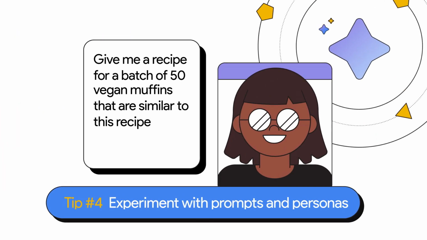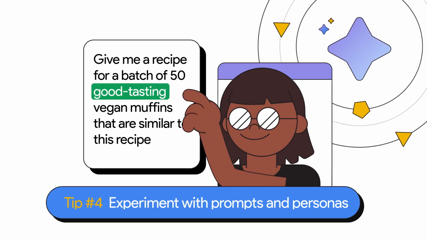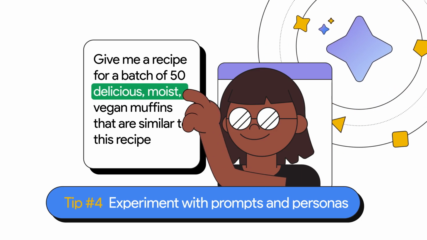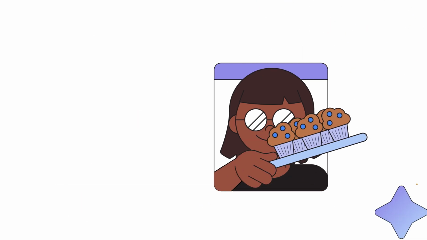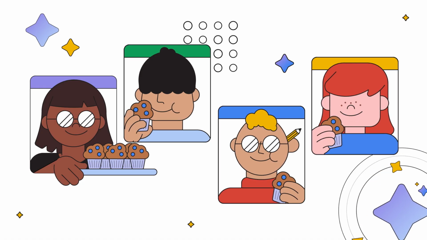Tip number four, experiment with prompts and personas. Editing your prompt, also known as tuning, is a chance to be creative. Try experimenting with keywords, sentence structures, and lengths. Step into the shoes of the persona, like your favorite celebrity chef, and see the prompt through their eyes. Whether you're baking muffins or writing code, peak productivity starts with a strong prompt.